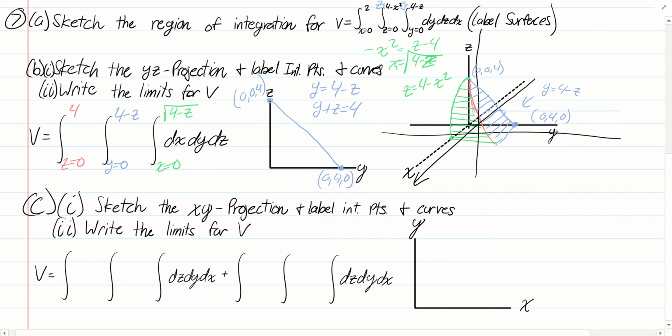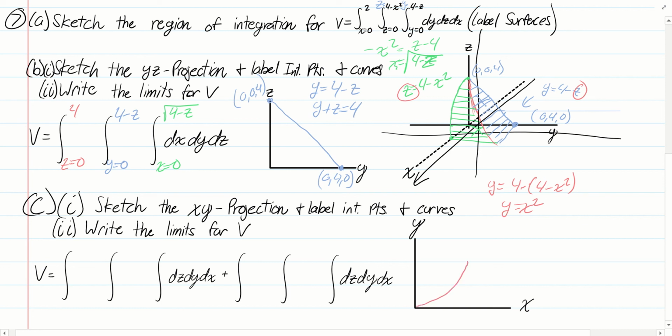But next, since we're going for dz first, when we come up, again, we can hit either this blue plane here, or we can hit this green plane here. So now we need to find out what that boundary line is. I want to set these z's equal to each other. So I have y equals 4 minus 4 minus x squared. So then this becomes y equals x squared. So that's our equation.